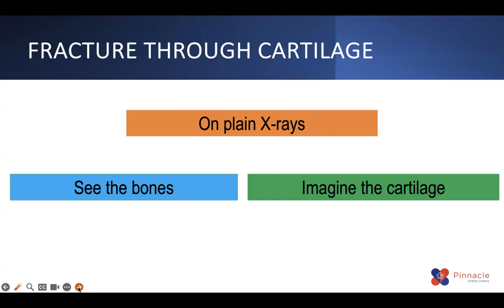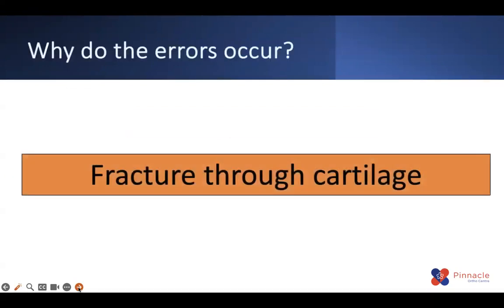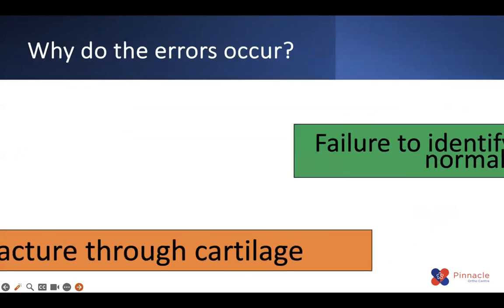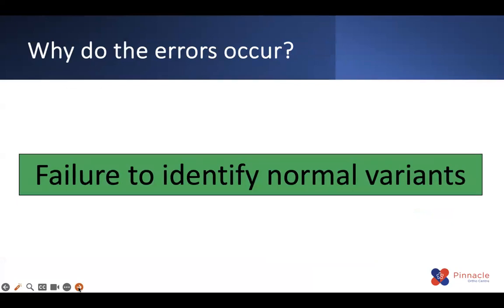So remember that in young children on plain X-rays, you can see the fracture line if it goes through the bone. But if it goes through the cartilage, it will not be visible on plain X-rays. In such cases, you have to imagine the fracture line going through the cartilage and have a very high index of suspicion.